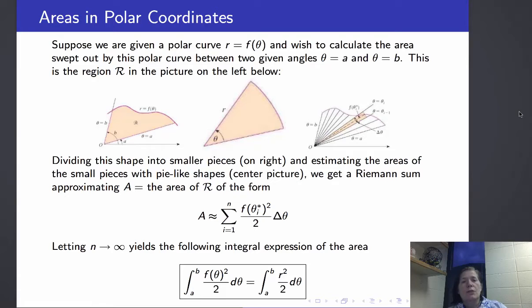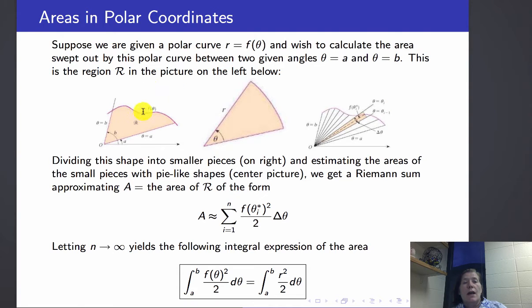We can also derive a formula for the area between a curve and, say, the lines theta equals A and theta equals B in polar coordinates. And we do this with a Riemann sum. So remember that the area of a segment of a circle of radius r, where the angle at the origin is theta, is given by r squared times theta over 2.